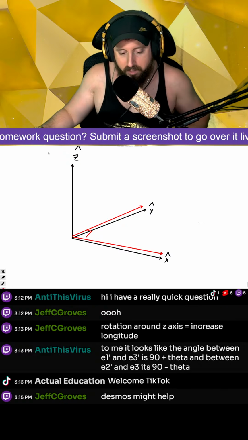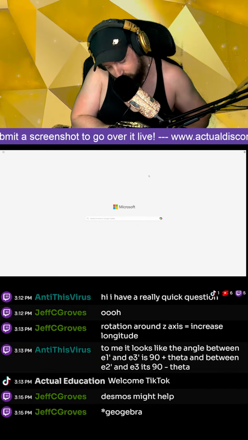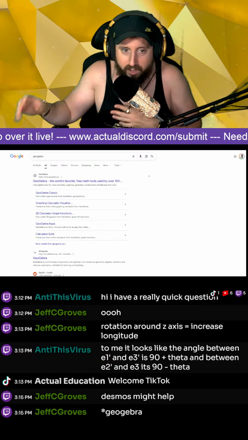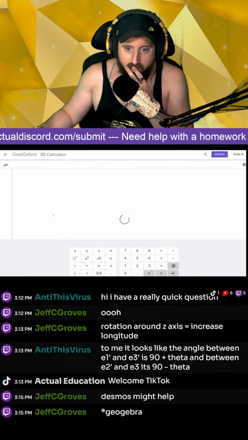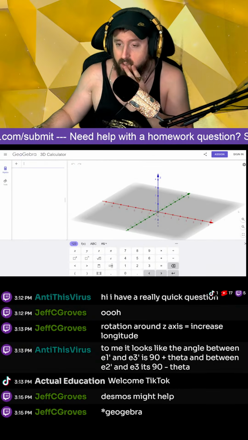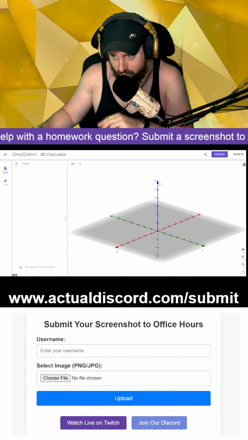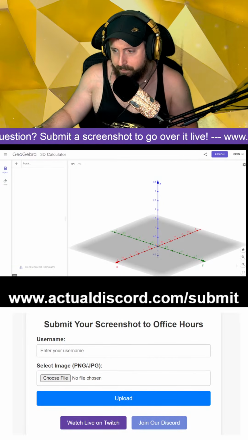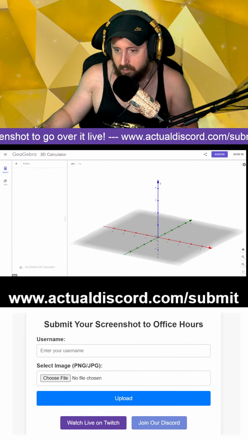Does Desmos have a 3D thing we can do? You want to, oh, GeoGebra? Okay, let's do it. GeoGebra. Yeah, I need something where I can manipulate stuff. Oh, a 3D calculator maybe? Okay, cool. I kind of like this. Okay, here's a great example of this. Okay, cool. All right, actually I already like this. Okay. Here. Okay, so this right here is the orientation we have.